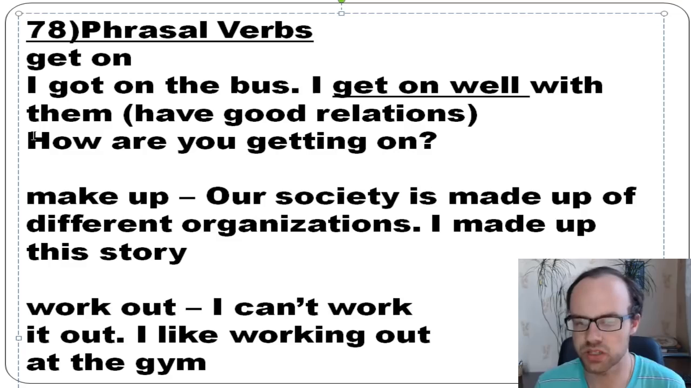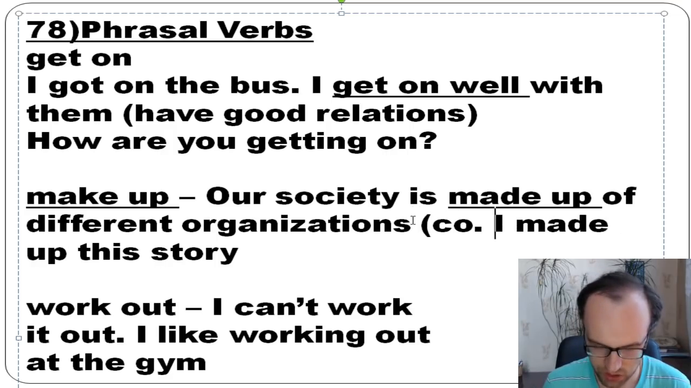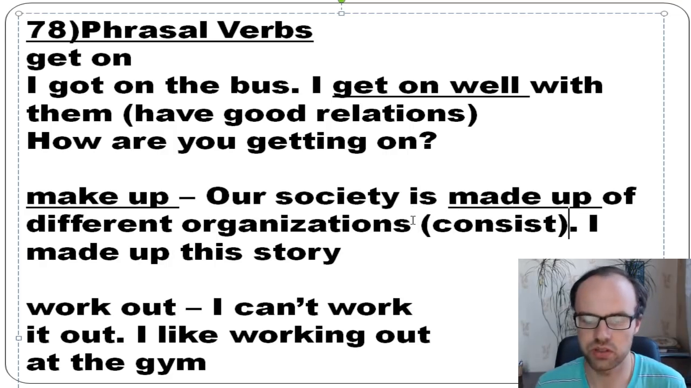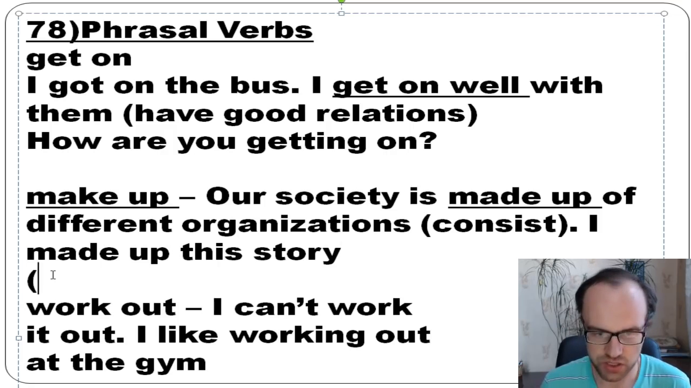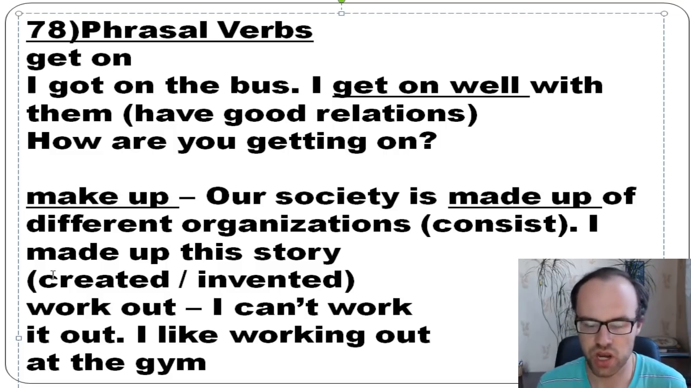And how are you getting on? It means, how is your progress? So how are you? Okay, so make up. Our society is made up of different organizations, so it has a meaning of consist, is made of, and we often use it in the passive. I made up this story. It means that I created it, or I invented it. It was in my imagination.